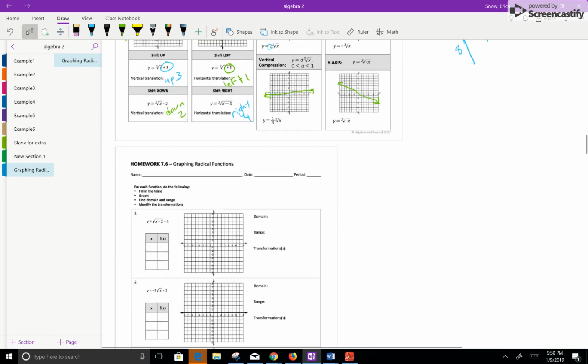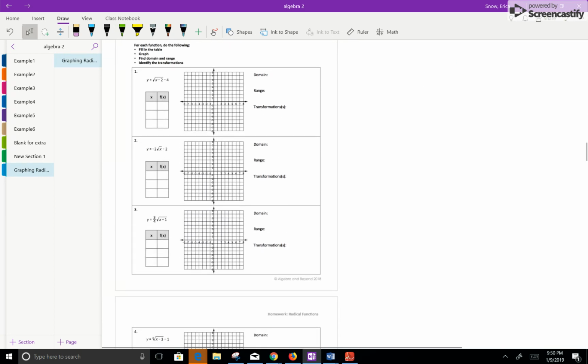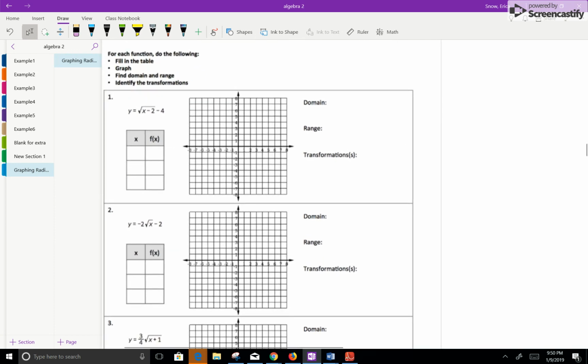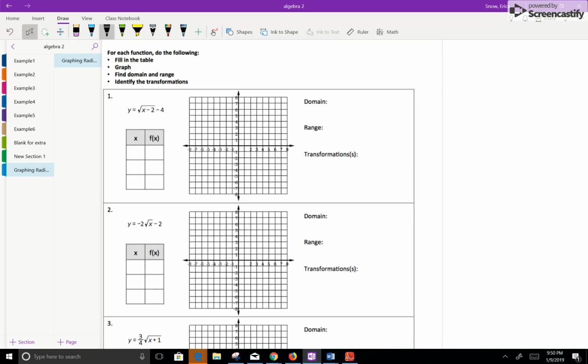Okay, so this is your next sheet of notes. So fill in the table, graph it, find the domain and range. This should be some good practice for you guys. And I think what I might do is just post the answers to this section later. But we're going to talk about the domain and range really, really fast.